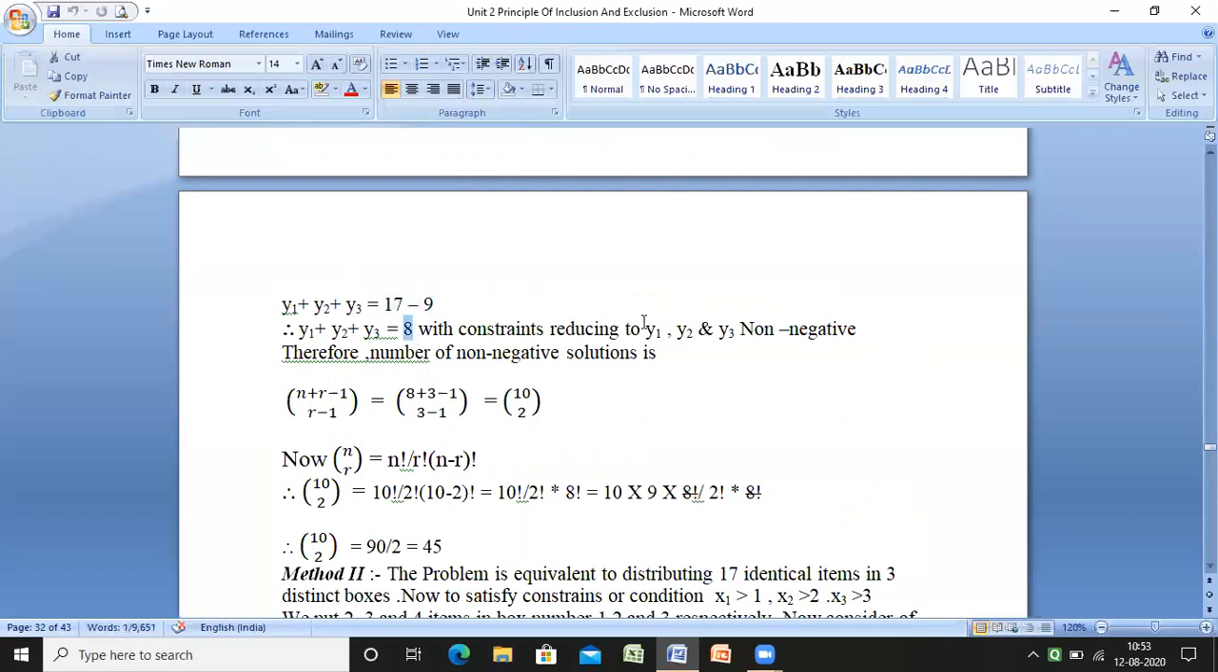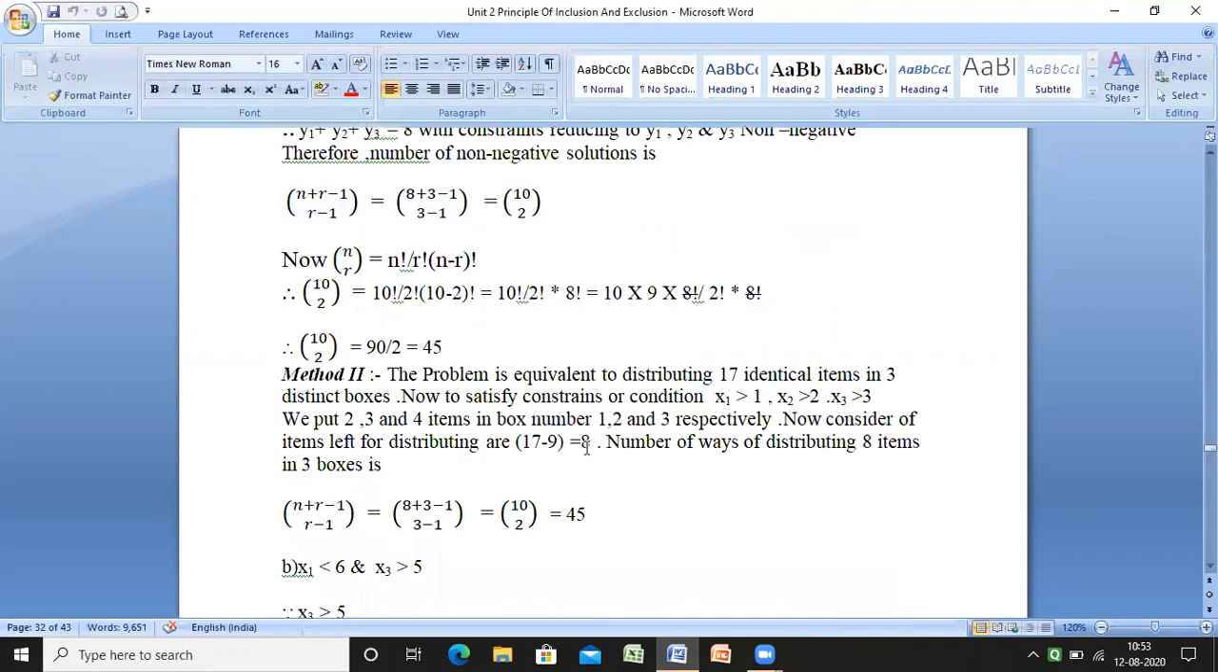Now we get the number of terms as y1, y2, y3. So in this case, we'll simply put the values of n and r over there. Number of terms are 3, that means 3 over here, and 8 plus 3 minus 1, 3 minus 1, that is 10 C 2. And we know very well that nCr is calculated as n factorial divided by r factorial, n minus r factorial.